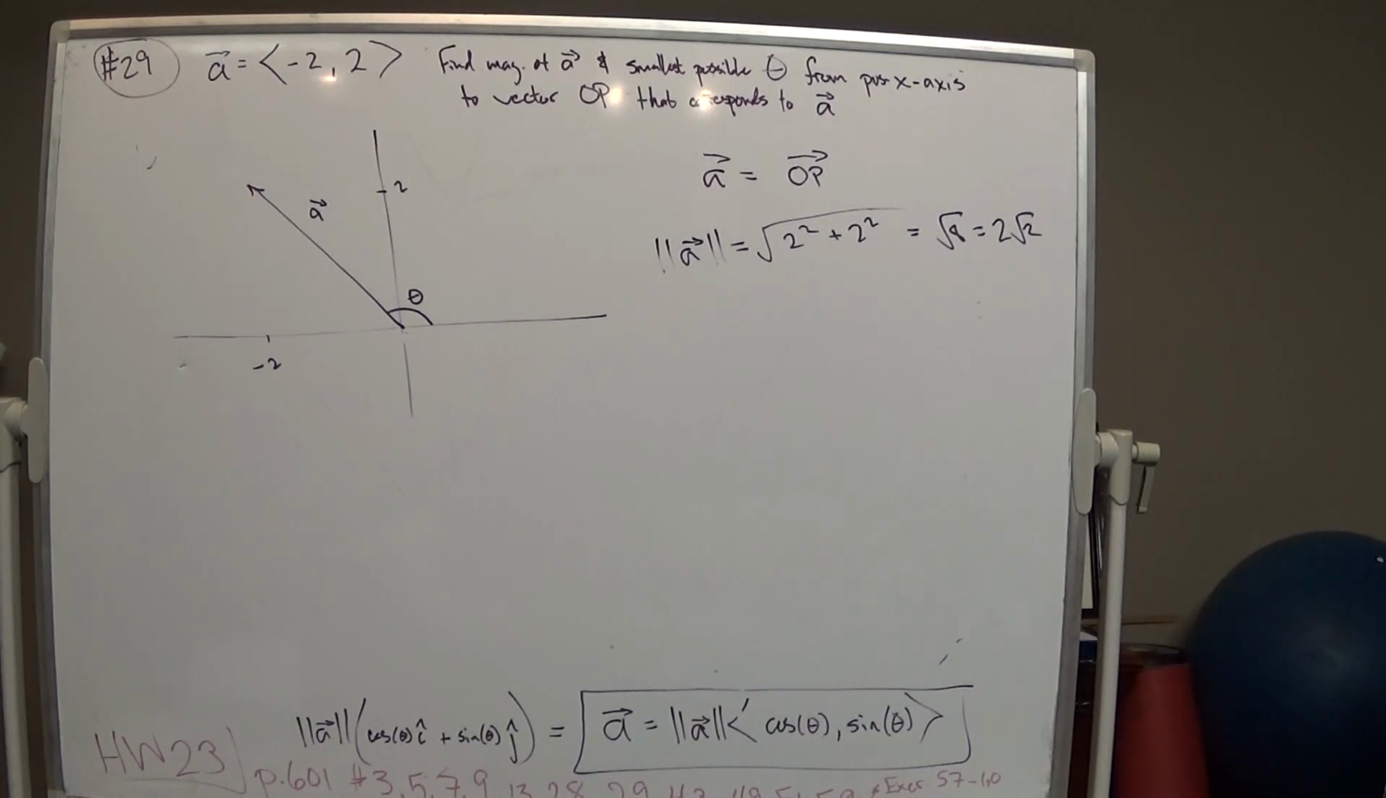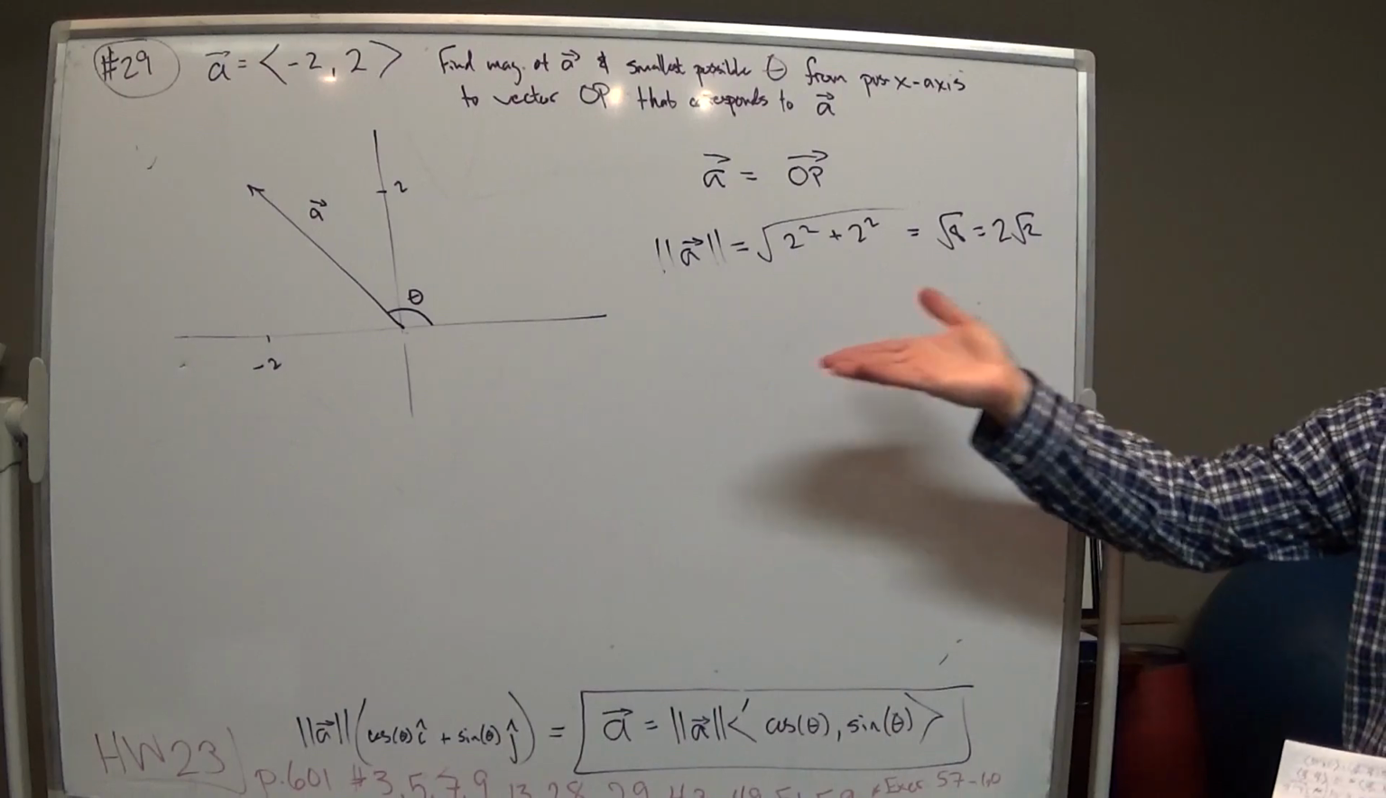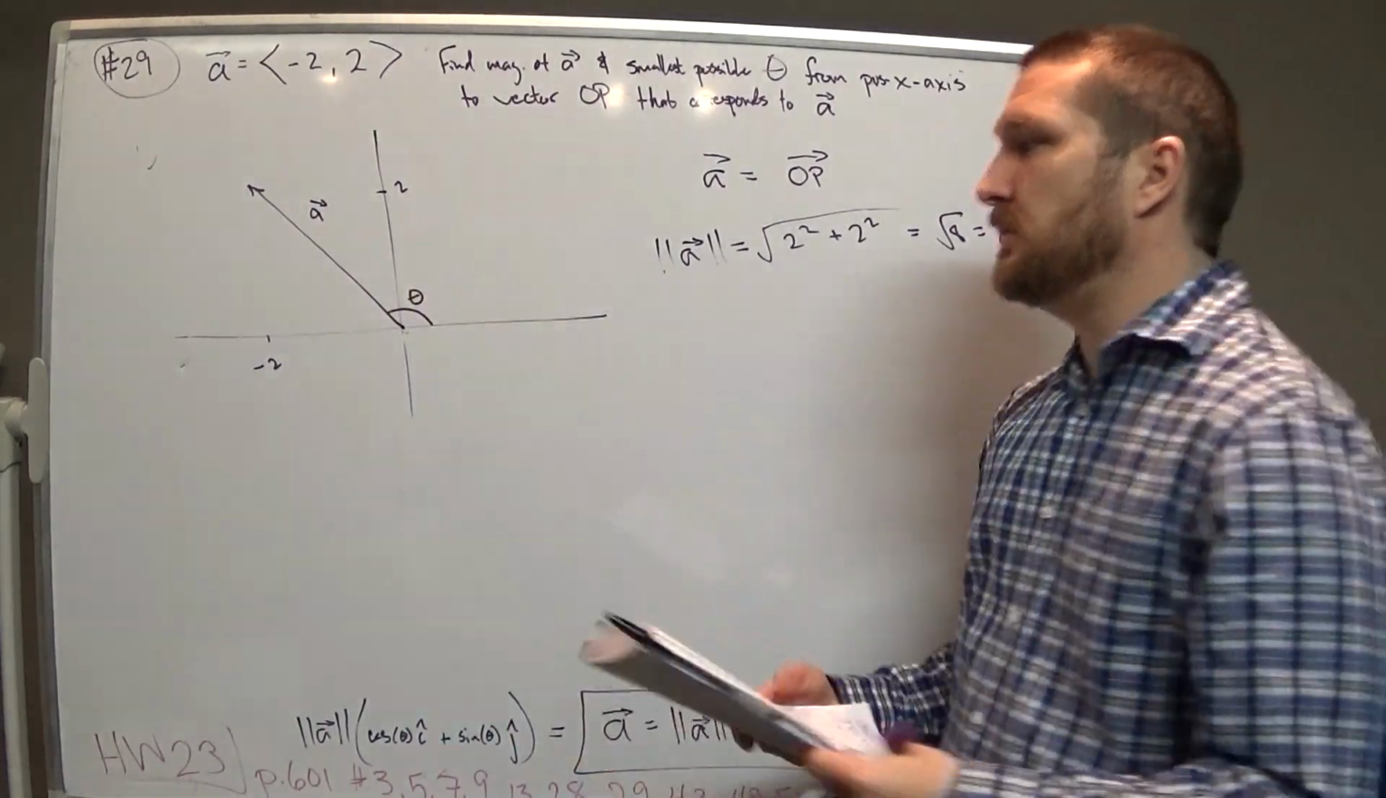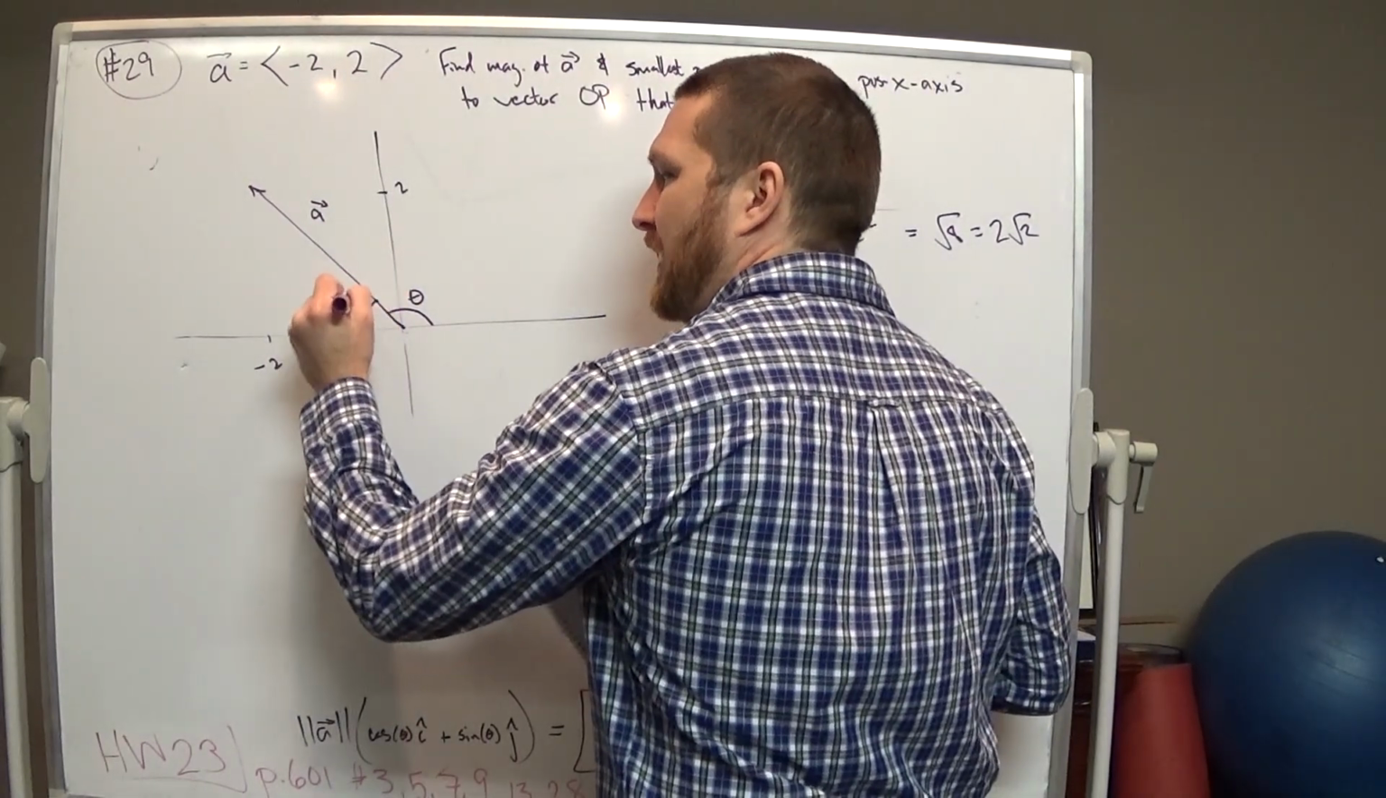We can draw a tri-cosine thing, a formula at the bottom. That's one way of doing it. Another way for this particular one is to notice that if that's 2 and that's 2, then this has to be pi over 4.